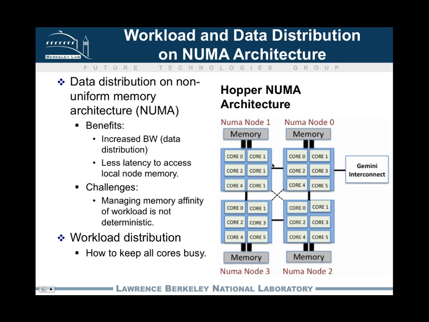multiple memory modules. In this architecture, we typically have multiple cores connected to one memory module, and we call this a NUMA node. Through this distribution, we get higher bandwidth to the memory because we have multiple memory controllers. Also, if we are lucky and the data is in the same NUMA node, then we also have lower latency.